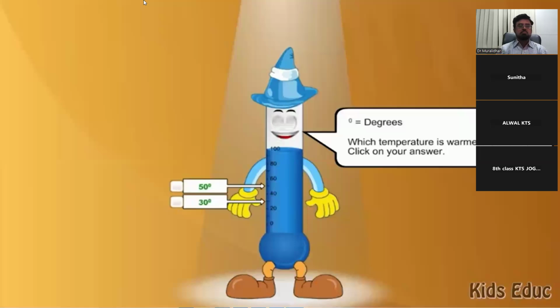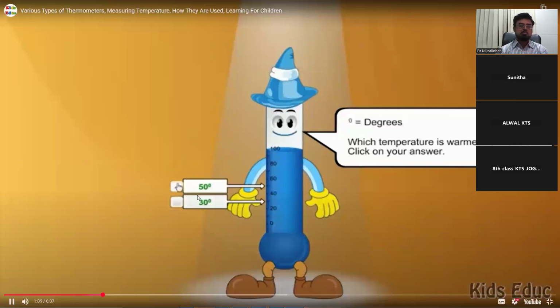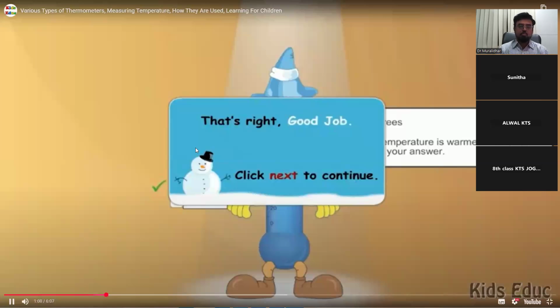Which temperature is warmer, 30 degrees or 50 degrees? Click on your answer. 50 degrees. That's right, good job.